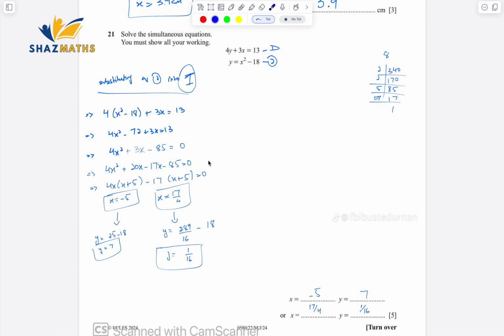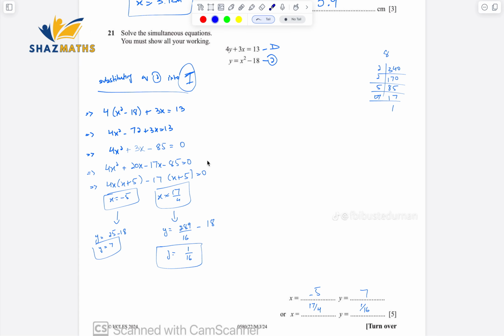Okay, solve the simultaneous equations. You must show all your working. All right, must be at least 4 marks. 5, oh wow. Alrighty, let's do it. I'm going to make one equation the subject, but in fact we have y as the subject, so I'm going to say this is equation 2, this is 1. So from equation 2, or let's say substituting equation 2 into 1, this would become 4 times x squared minus 18 plus 3x equals 13.